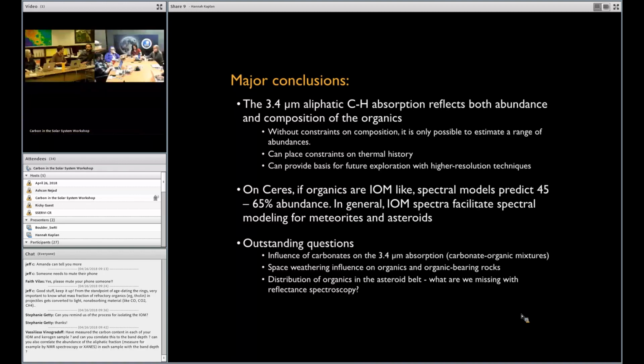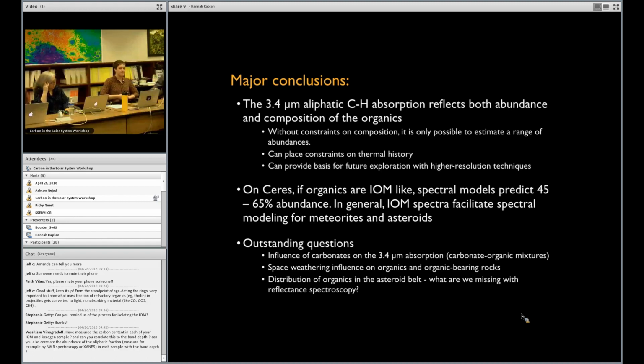Yeah, I also have a question related to a statement in this slide. It says, in general, IOM spectra facilitate spectral modeling for meteorites and asteroids. Can you elaborate on this a little bit more? Perhaps, are you saying that the IOM is a better fit to what we see on Ceres than, for instance, the carbonaceous material that's been used previously?